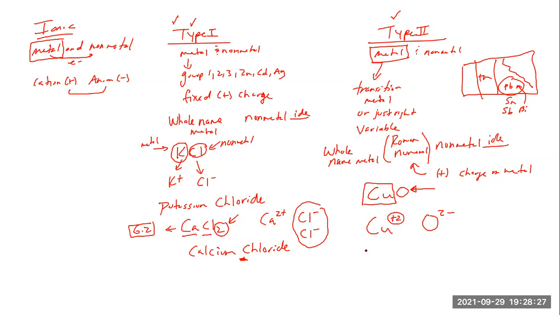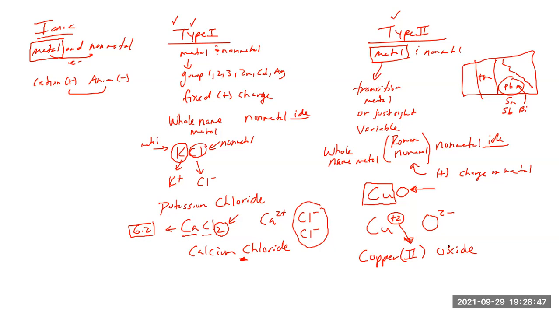And that means that the name here would be the whole name of the metal. We would do a Roman numeral 2, again, for the positive charge that we see on the metal. And again, our guy at the end there just gets the IDE treatment, and this would be copper 2 oxide.